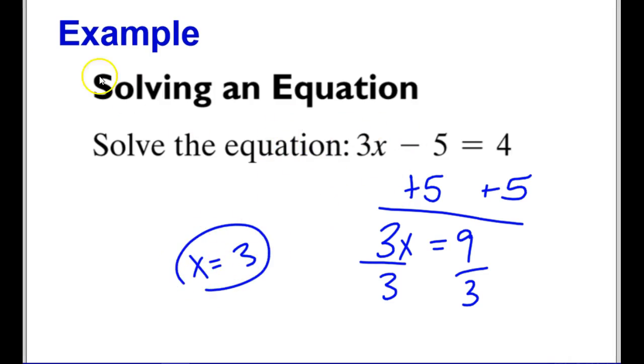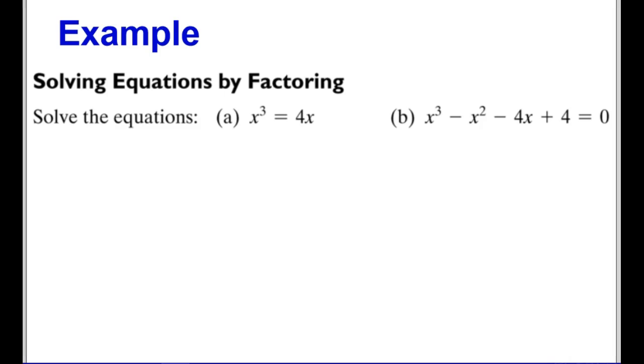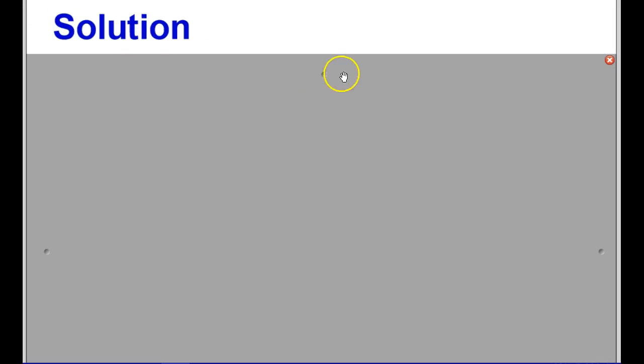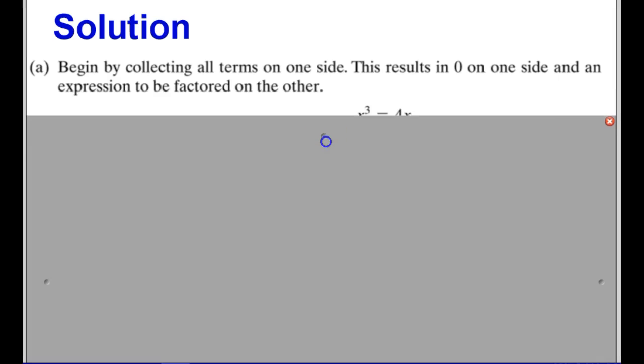We will be solving much more complicated equations, but we need to know that the biggest thing is we're undoing what's already being done. That's how we're solving for these variables. Okay. So now we're going to look at some factoring. So we're going to solve these different equations by factoring. The first thing we always have to do is get everything on one side, so I have a 0 on the other, and then I can start factoring.